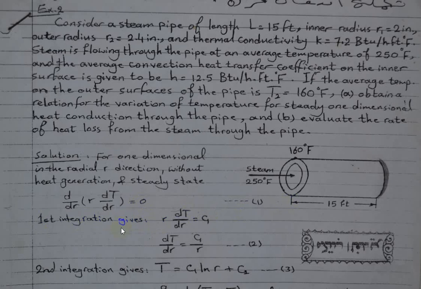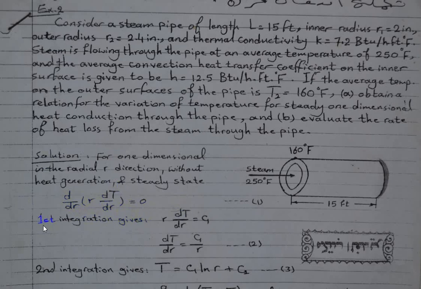First integration gives r dT/dr only. As you can see, only the bracket-bounded term r dT/dr will be given in the following example as C1. This is the first constant of integration. Both sides of the equation d/dr of r dT/dr equals 0 will be integrated with respect to r.